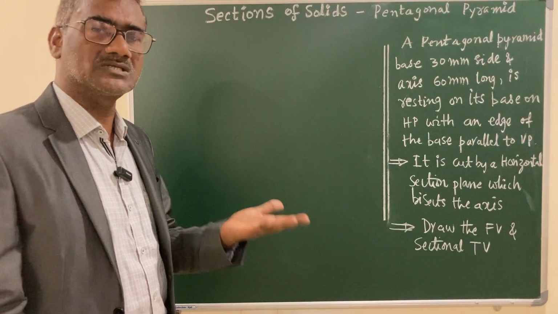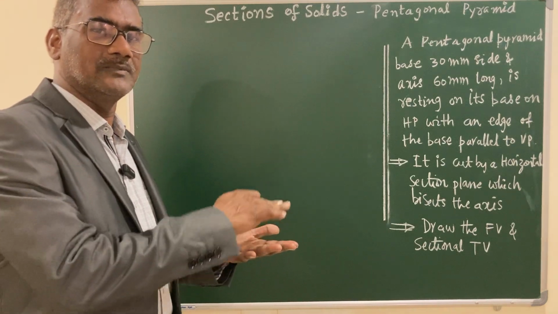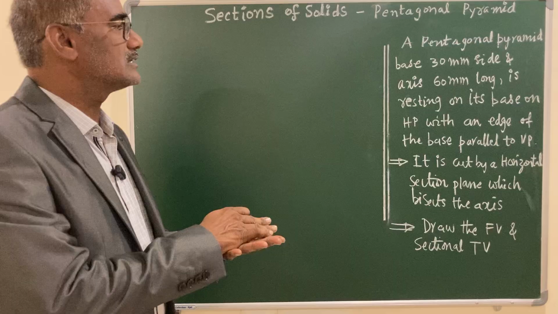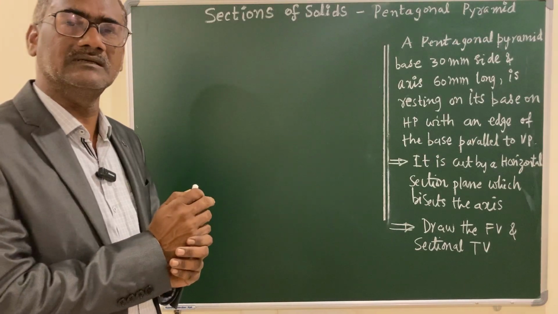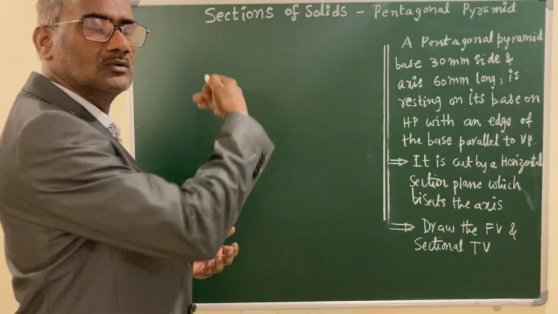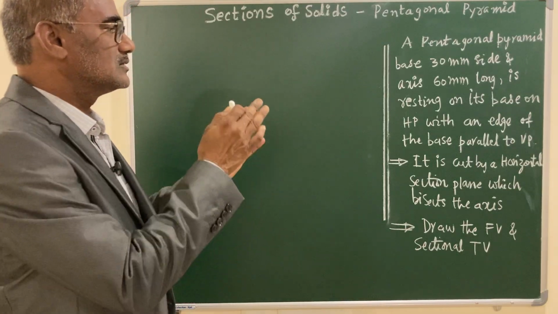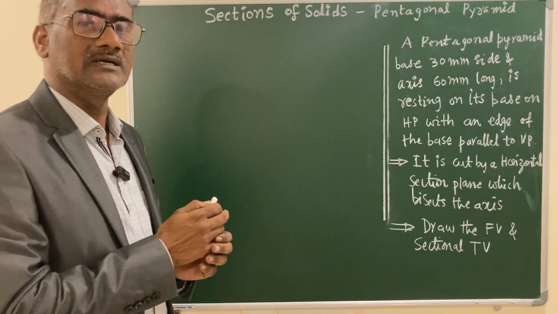So the pyramid is resting on the ground. That is, you know, the HP is parallel to ground. It is resting on that, and the orientation is very clearly mentioned. How is it resting? One of the base edges is parallel to VP, which means it is parallel to the XY reference line. So the position of the solid is given.